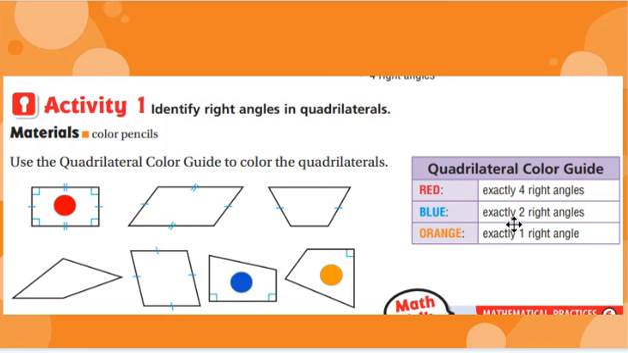Over here in blue, this shape has exactly two right angles. What kind of shape are we dealing with here? Let's take a peek back at our criteria. So this shape looks like it has two right angles, and I'm only seeing one pair of parallel sides. So let's see.